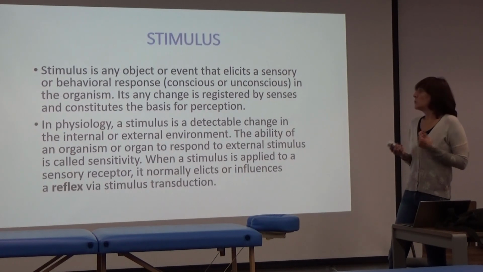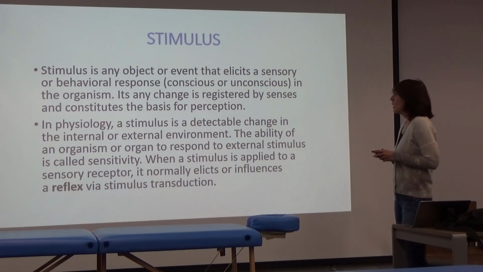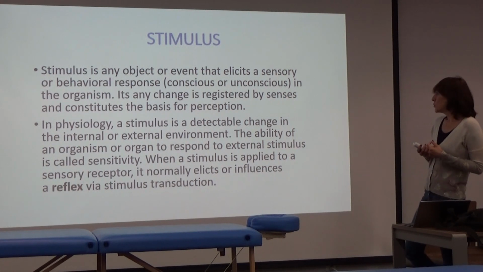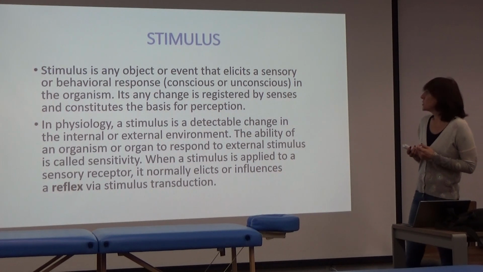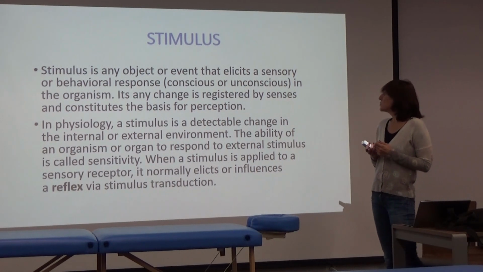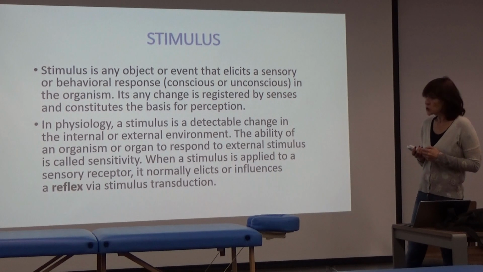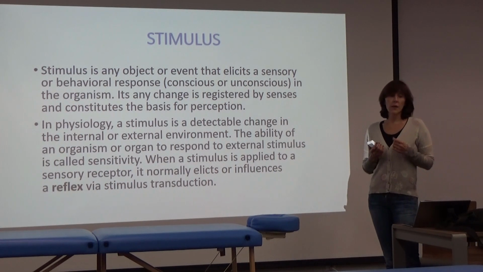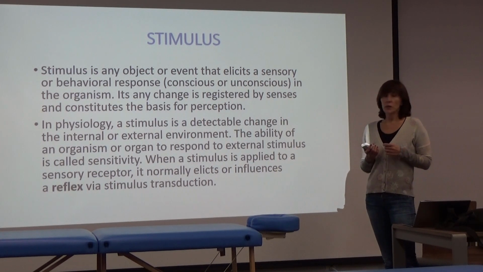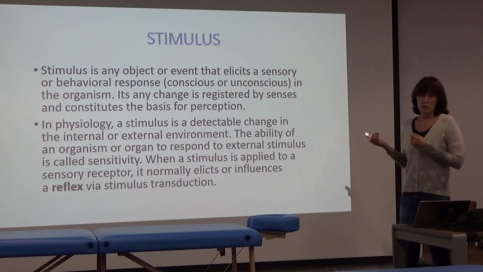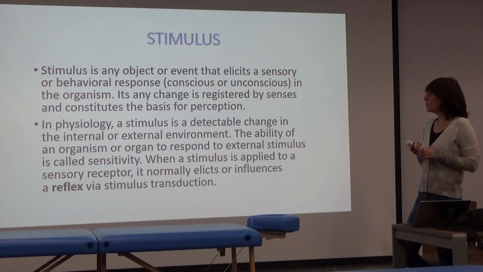So, what is a stimulus as such? A stimulus could be any object or any event that elicits a sensory or behavioral response. It could be conscious or subconscious. Any change registered by the senses constitutes the basis for perception. So our perception is working constantly. We perceive the world around us thanks to the senses which can detect the stimulus.